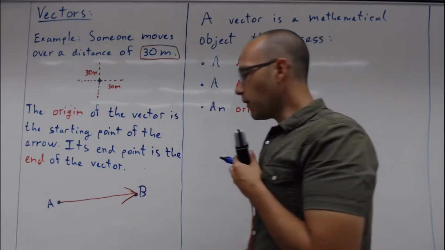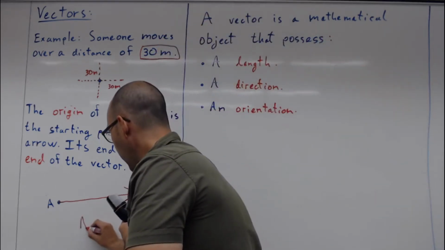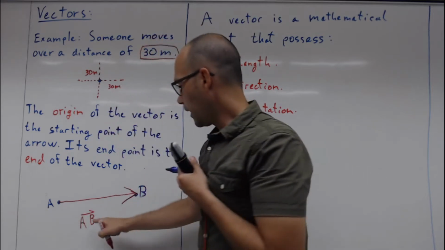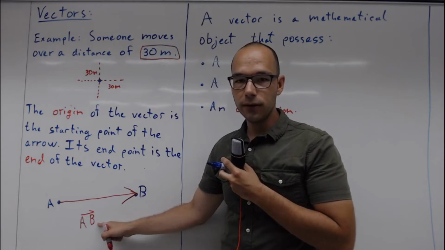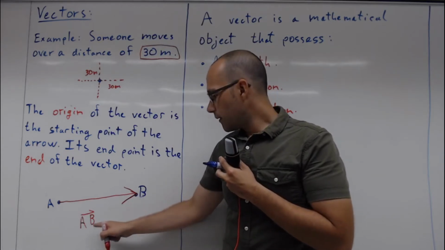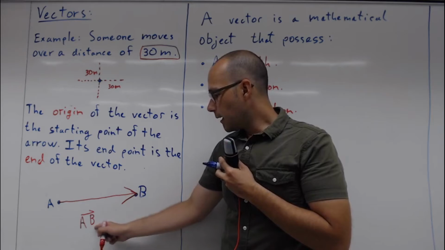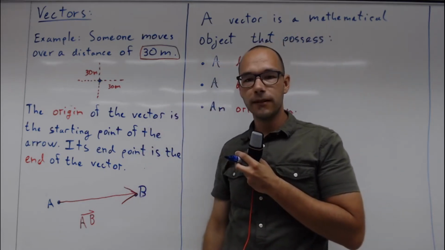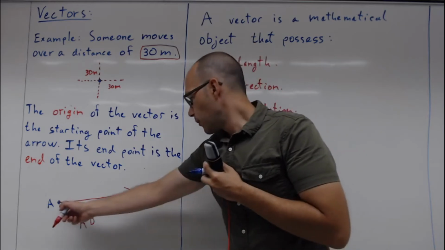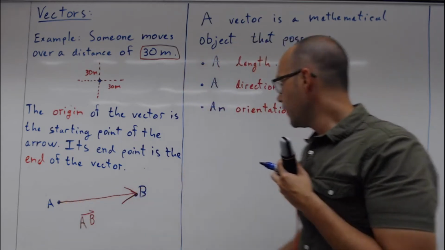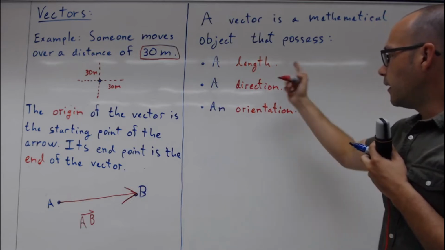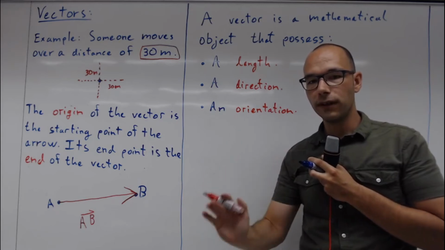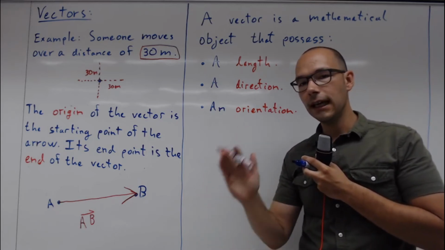And the name of that arrow is going to be AB, and we usually put an arrow on top of the letters to tell the reader that this is a vector. So it's not just a number. It's not just 30. It's 30 with a direction, a length, and an orientation. So we have to be very careful with that. It's not just a number.